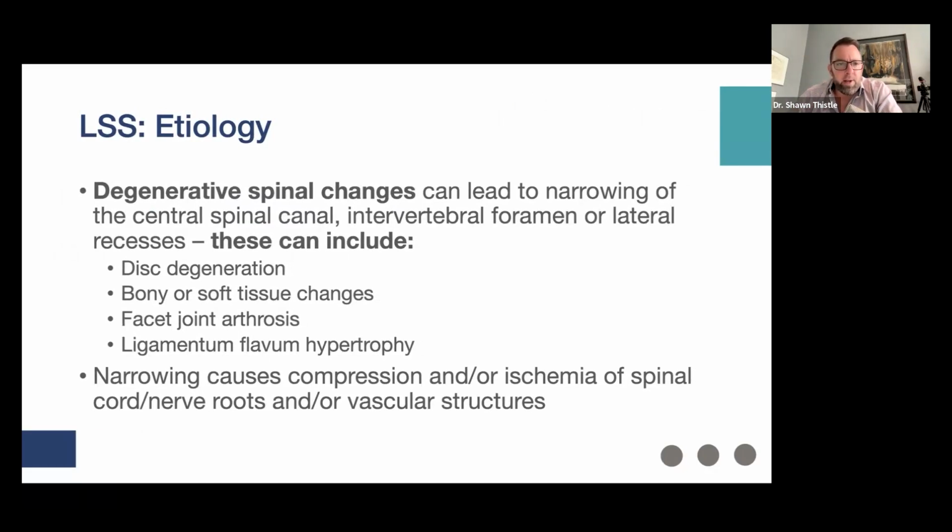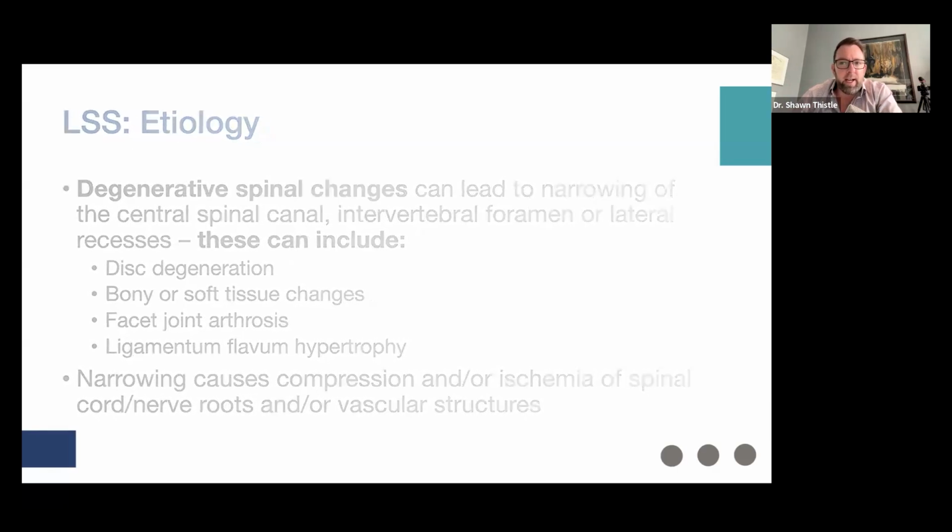That's one radiological finding that doesn't really have a good outcome for a lot of people. If you see that on MRI or on plain X-ray, it's probably pretty bad, but you can see it a bit easier on MRI. And this narrowing of the real estate for the spinal cord and the nerve roots causes compression or maybe even ischemia of the spinal cord or nerve roots itself, or clamping down on the vascular structures. And we'll get into that more in a moment when we talk about neurogenic claudication.